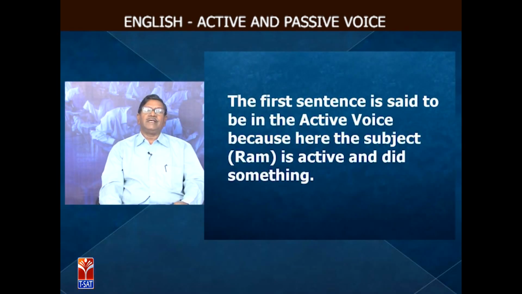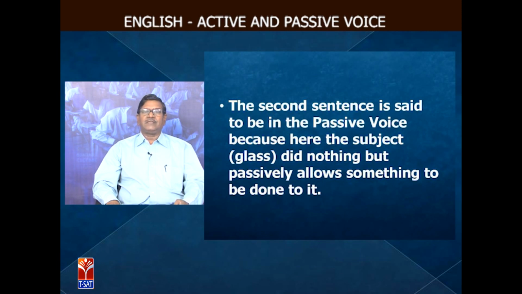The first sentence is said to be in the active voice because here the subject is active and did something. When the subject is active, the sentence is said to be in active voice. And the second sentence is said to be in passive voice because here the subject, glass, did nothing but passively allows something to be done to it. Something has happened to it. That is why it is said to be in passive voice.